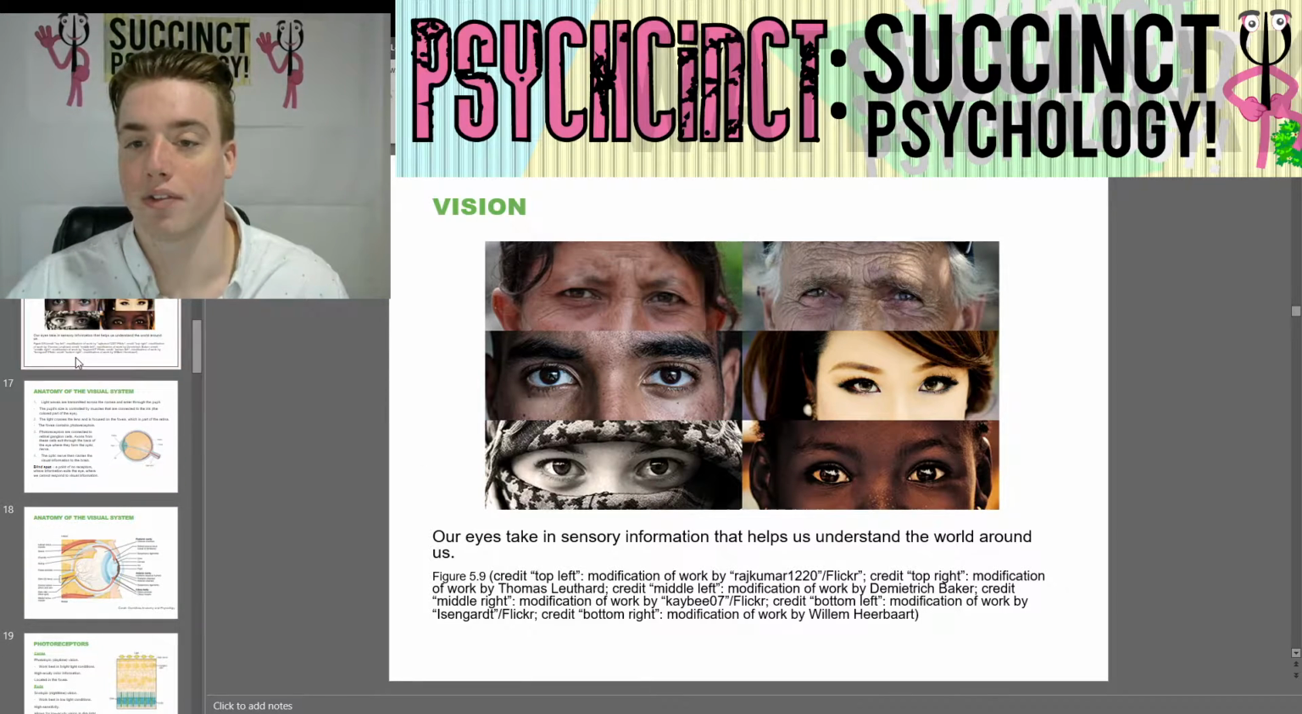Next, we have vision. Our eyes take in sensory information that helps us to understand the world around us. Nice bunch of pictures of eyes.